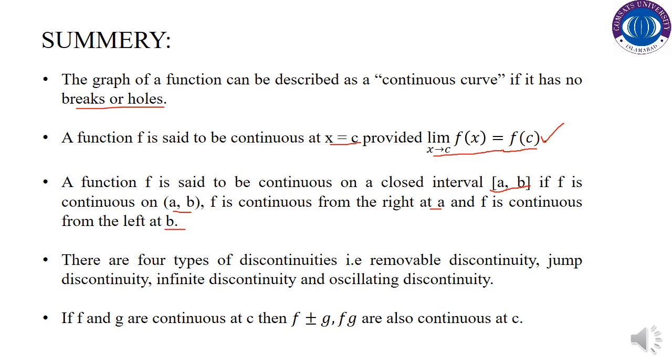There are 4 types of discontinuities: removable discontinuity, jump discontinuity, infinite discontinuity, and oscillating discontinuities. If f and g are continuous at c, then f plus g, f minus g, and f g are also continuous at c. If f and g are continuous functions, then the sum, difference and product of these two functions will also be a continuous function.